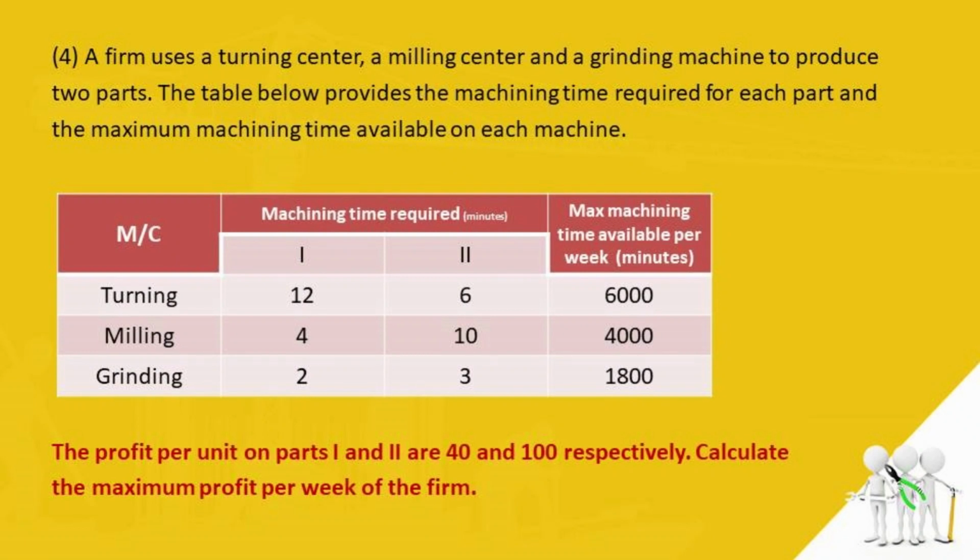A firm uses a turning center, a milling center, and a grinding machine to produce two parts. The table shown below provides the machining time required for each part and the maximum machining time available on each machine. The profit per unit on part 1 and 2 are 40 and 100 respectively.